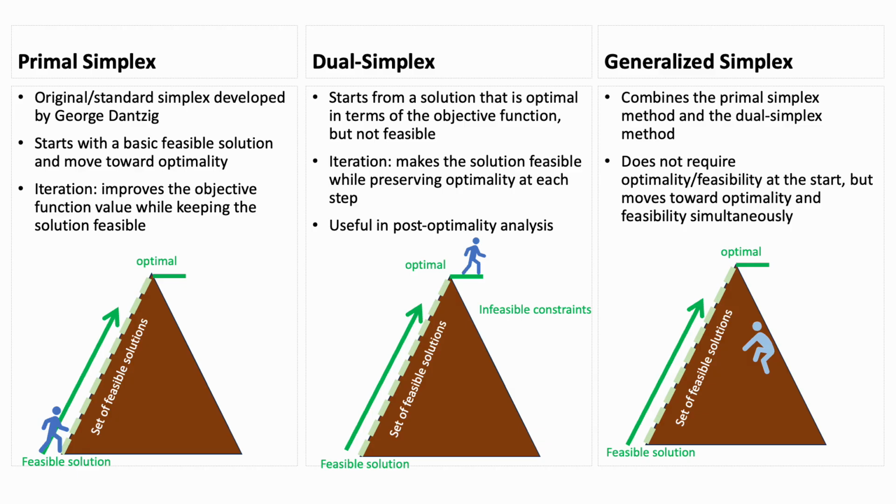In dual simplex, it starts from a solution that is already optimal but not feasible. You can liken it to a climber that is already at the peak, but he could be standing on an unstable ledge, meaning his footing is not secure. In LP, this is a case where feasibility is violated.